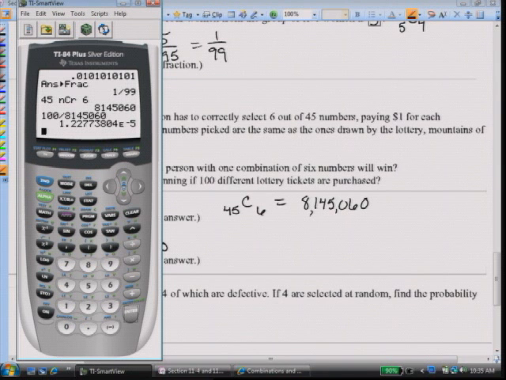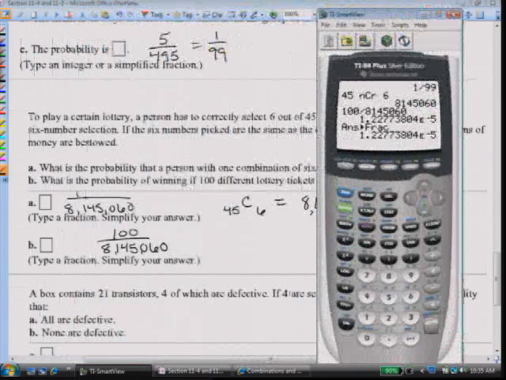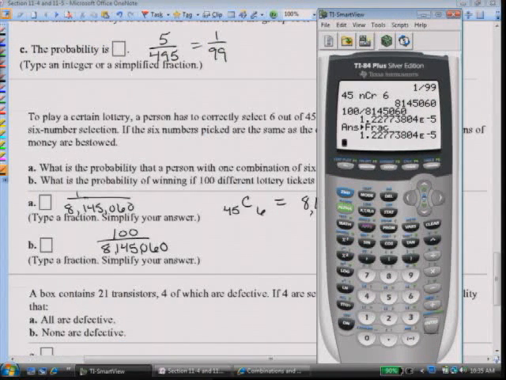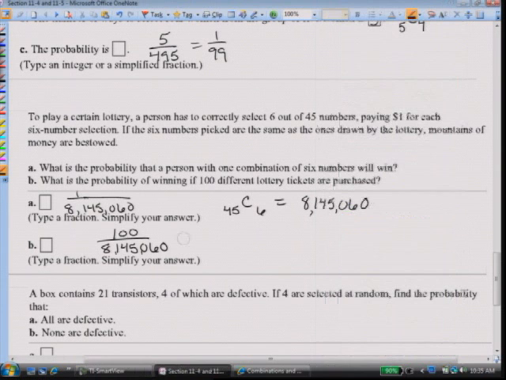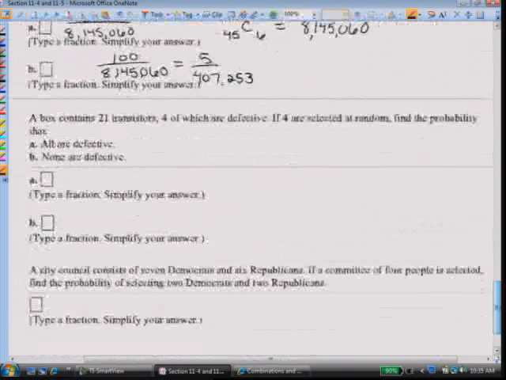Not very likely. And if you try to math frac this, your calculator can't even give you that fraction, all right? So you have to reduce it by hand. Like, I think 20 goes into both of these numbers. So if I do 8,145,060 divided by 20, I get 407,253. And 20 goes into 100 5 times. So this is 5 over 407,253. It's kind of where you have to reduce. Yeah, it's very, very unlikely that you're going to hit the lotto. It's not really worth trying to do that.